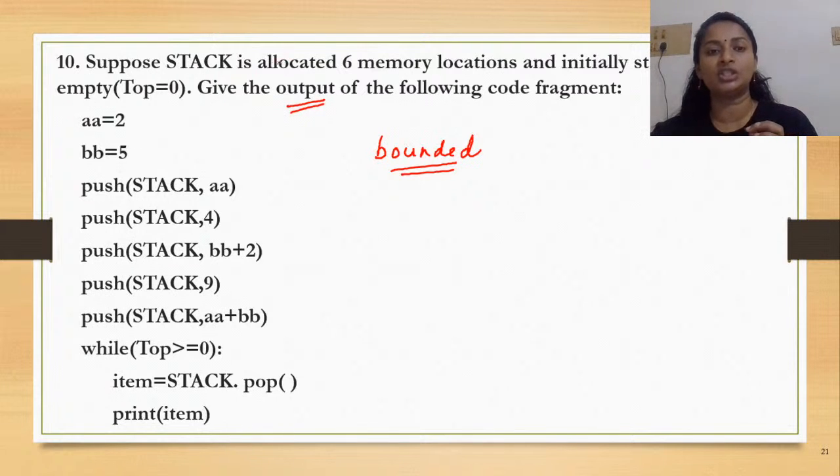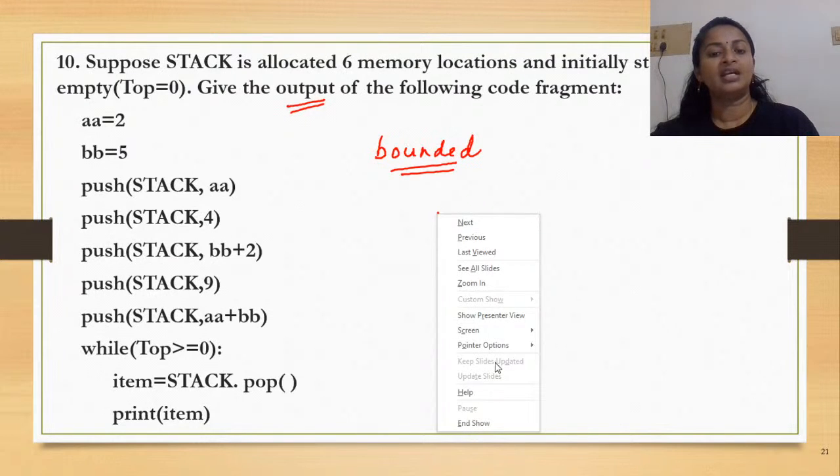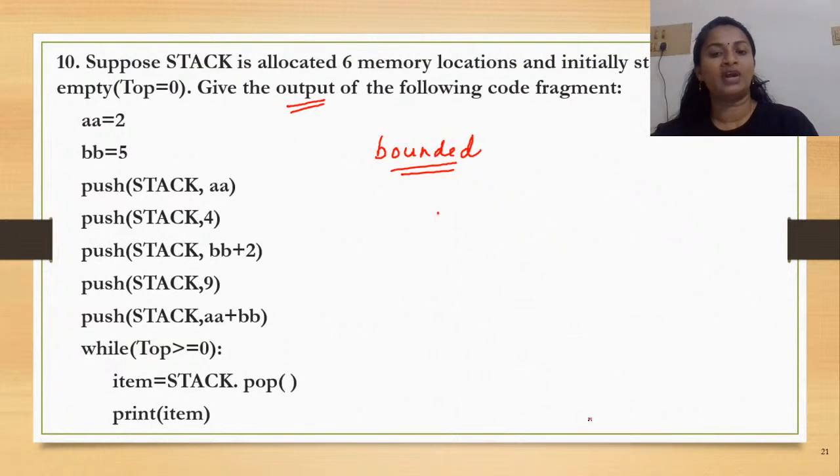Now, what is mentioned in the question? You are allocating 6 memory locations. So, actually, we are talking about a bounded stack here which is capable of holding only 6 elements. Okay. And initially, the stack is empty. When the stack is empty, the top is definitely pointing to 0. And then we'll go to the code fragment and find out the answer.